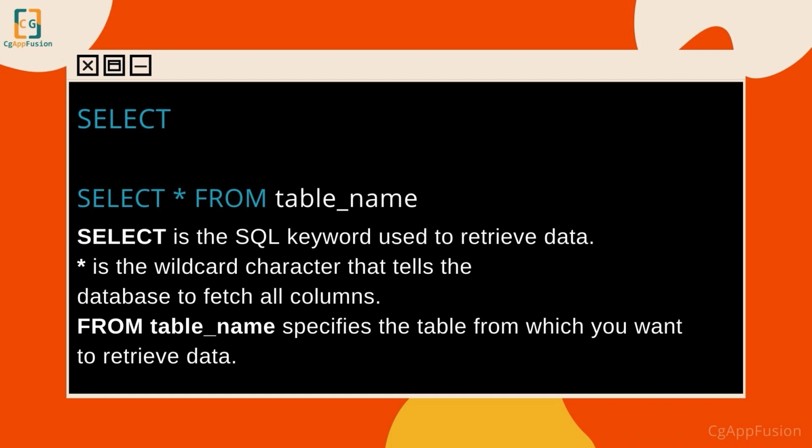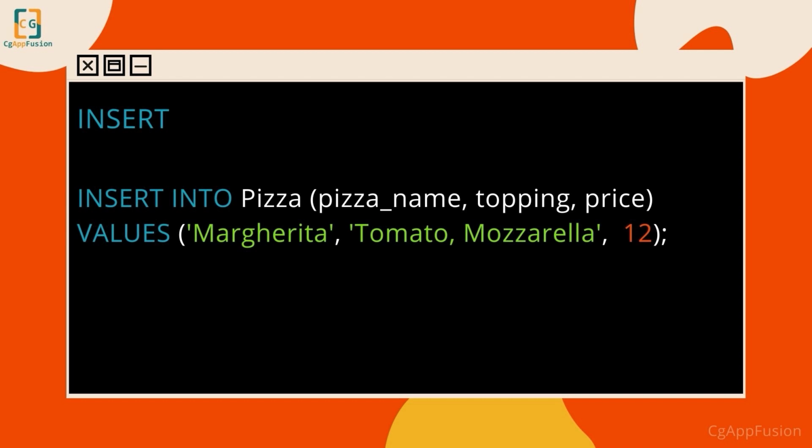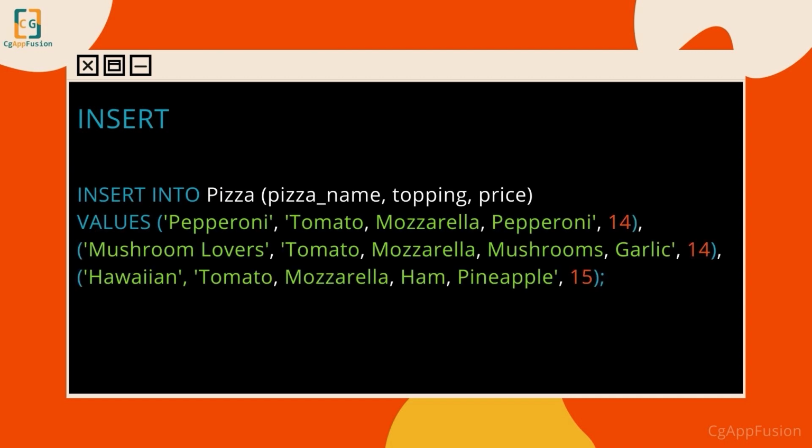Okay, now we know how to insert data and how to check our inserted data. Now let's learn how we can insert many pizzas at the same time. This is how we previously added 1 pizza to our pizza table. And this is how we are going to add many pizzas.